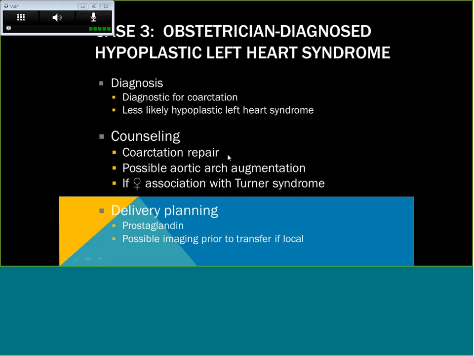We counseled for likely coarctation repair, possibly an aortic arch augmentation, which is an important nuance because one requires circulatory arrest and bypass, the other doesn't. If the fetus is female, it's important to note the association with Turner syndrome. And then in terms of delivery planning, this would be an infant who we would recommend prostaglandin and transfer over to the CICU. Any questions there?